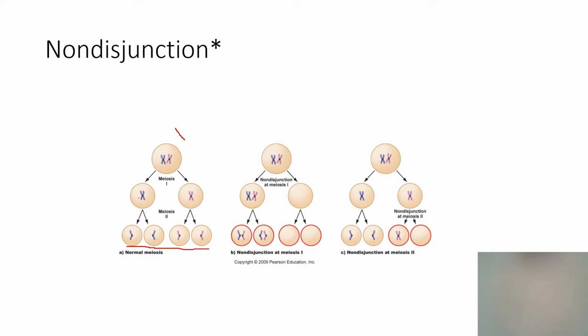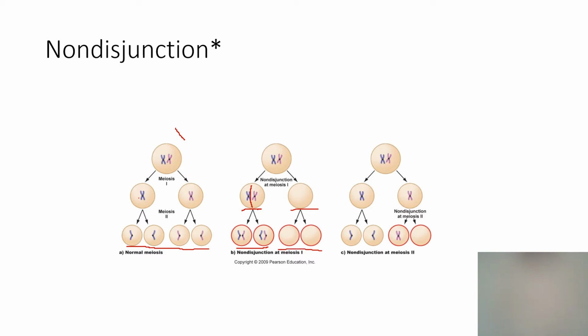If a non-disjunction occurs in meiosis 1, notice here you've got 2 chromosomes, and over here you've got none. So typically these homologous pairs should have separated, and 1 should have been in each cell, but they didn't. And so you end up here at the end, when you get all done with meiosis 2, you end up here with 2 chromatids in each cell, and over here you end up with none.